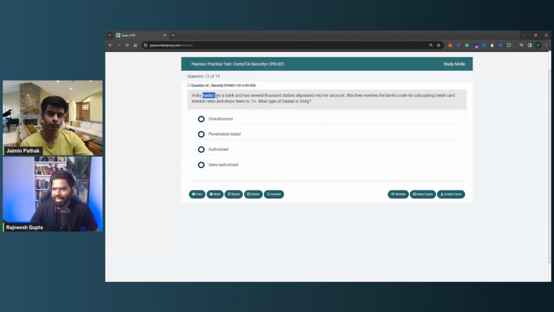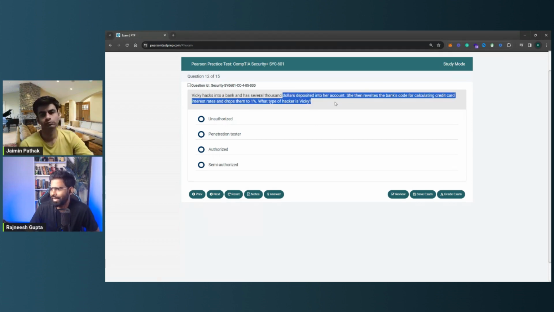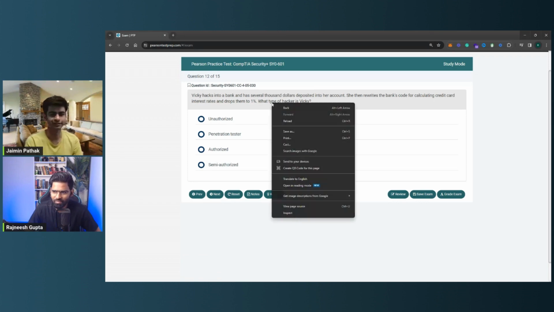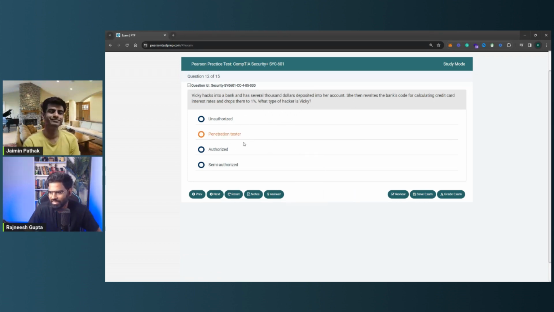Wiki hacks into a bank and has several thousand dollars deposited into her account. She then rewrites the bank's code for calculating credit card interest rates and drops them to 1%. What type of hacker is Wiki? This is not ethical work, is it? For sure, it is not ethical work. So you can't even say that she is a penetration tester. It is not authorized, not even semi-authorized. It's definitely unauthorized activity. Correct.